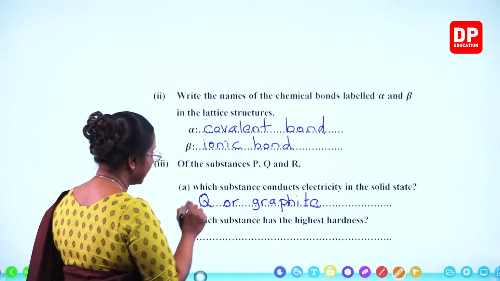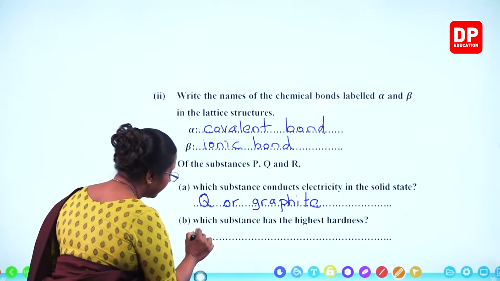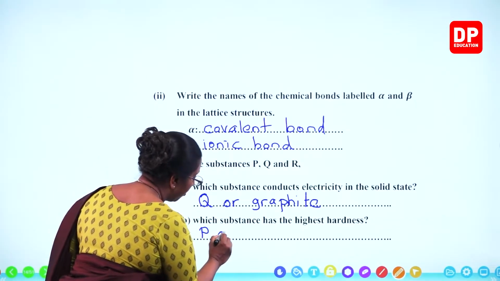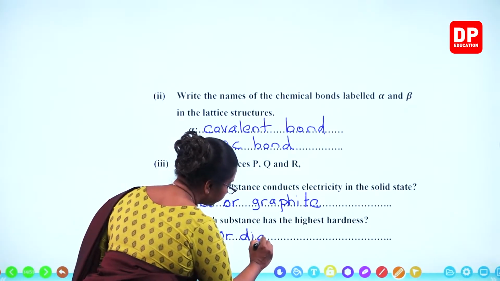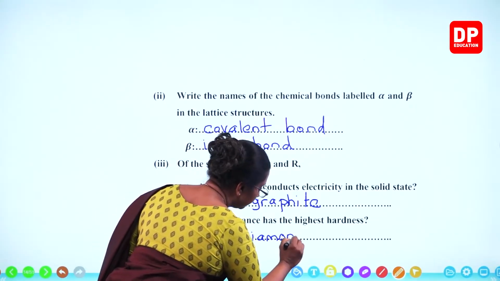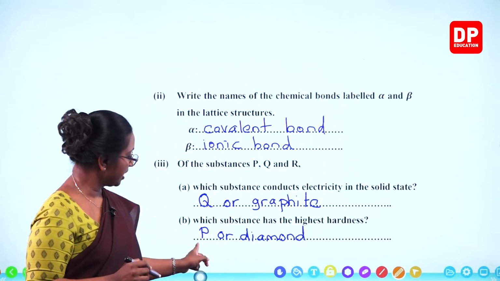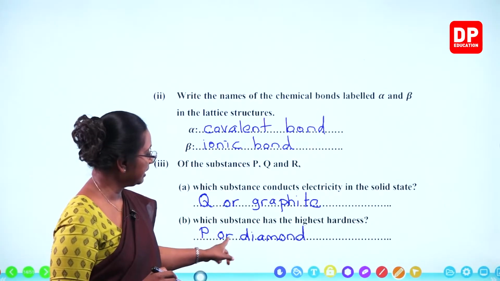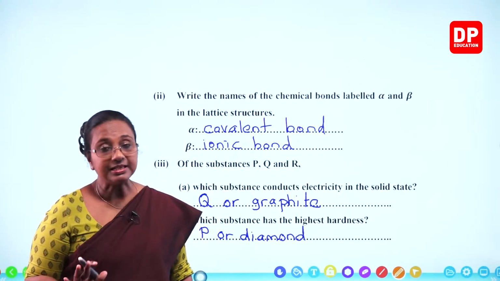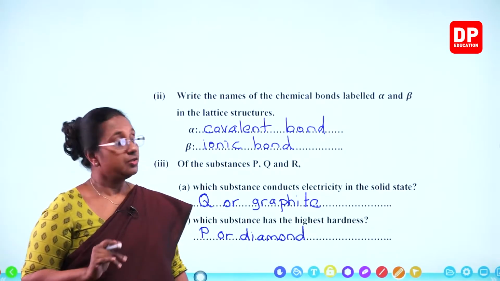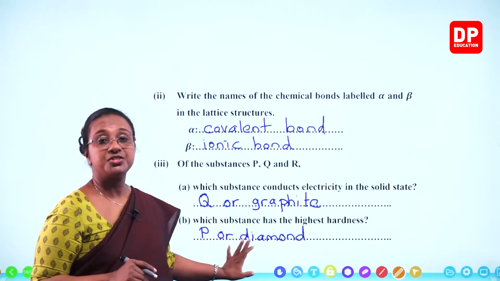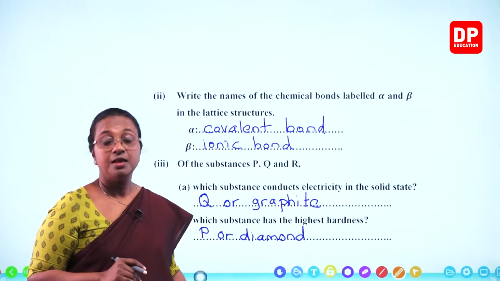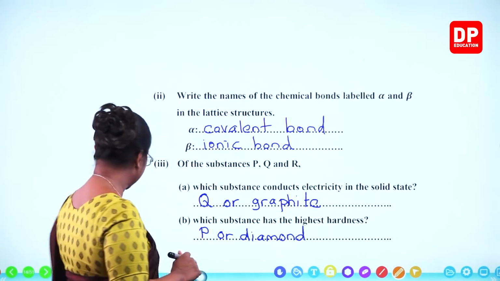Highest hardness is diamond. Again there, we can write it as P or diamond. Because the first lattice, P, was the diamond lattice, so we can write it as P or diamond. Is that clear, students? So, you have to read the questions carefully and answer them. With that, I'll move on to the next slide.